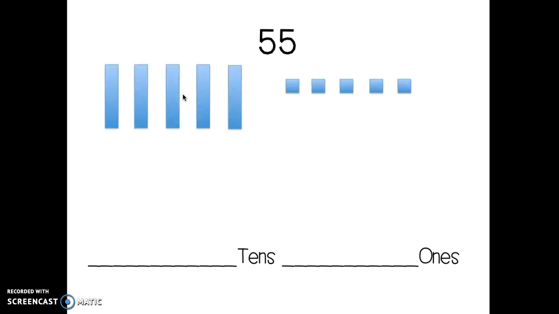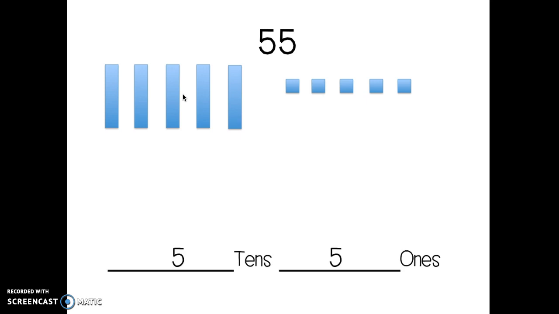What I'd like you to do now is think about how many tens do I have and how many ones do I have. Then think about what is the expanded form of this number. Right, I would have 5 tens and I would have 5 ones.